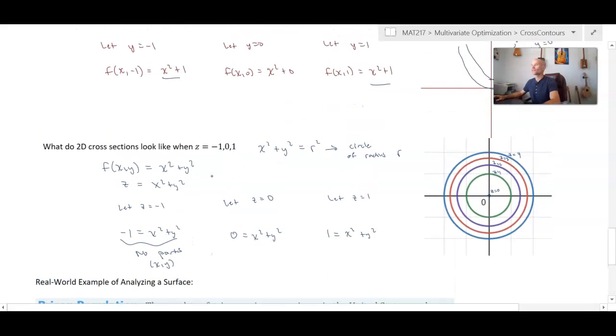This is a nice place for us to stop the video, and in the next video we'll actually analyze a real-world surface and try to think about, what does this really tell us about the data, and what does it tell us about the model?